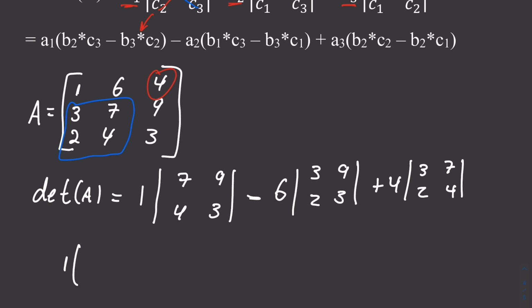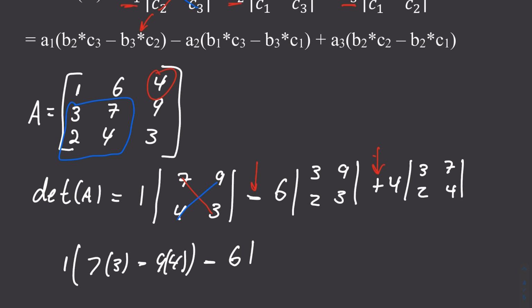So we get 1 times, draw our lines here going back and forth, 7 times 3 minus 9 times 4. And once again, let me just reiterate, there's always a minus sign here and a plus sign here when you're taking the determinant of a 3 by 3 matrix.